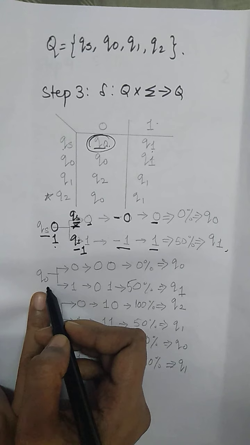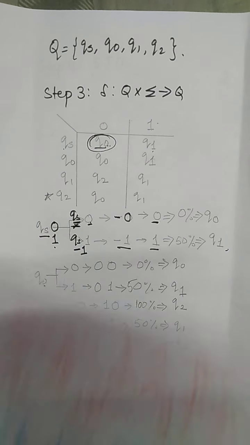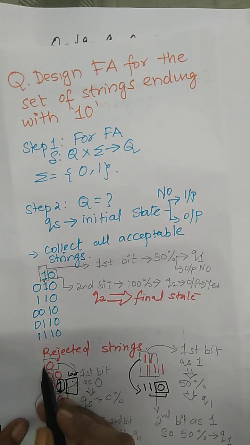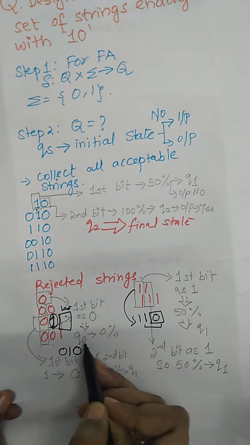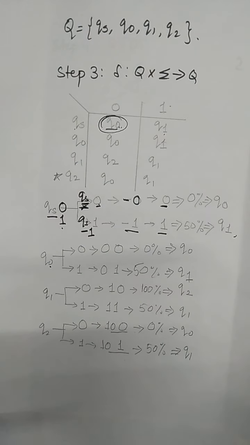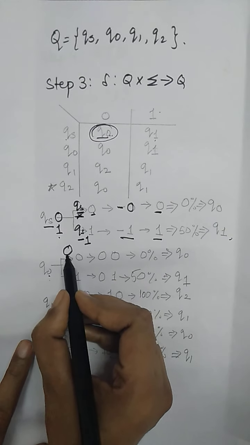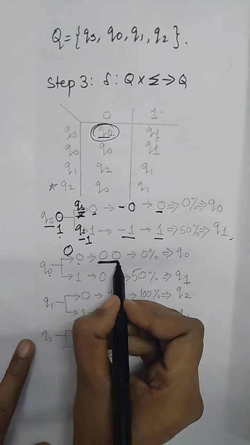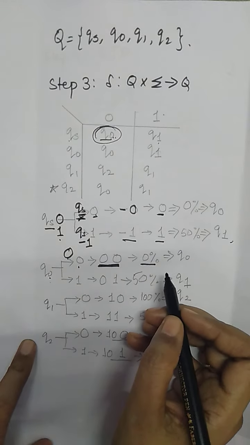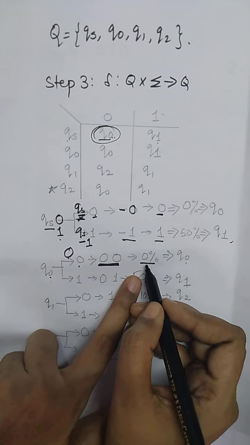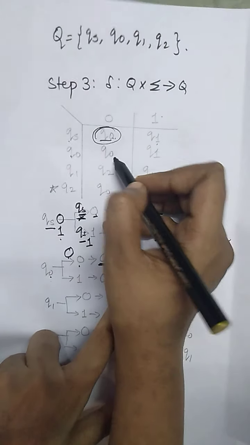Now we are going to consider Q0. Which string is represented by Q0? We had already discussed that: Q0 represents the strings starting with 0. So Q0 represents string 0. String 0 with the next bit as 0 makes the string 00. 00 itself is rejected by our finite automata, and the name given to 0% is Q0. So Q0 on 0 goes to Q0.